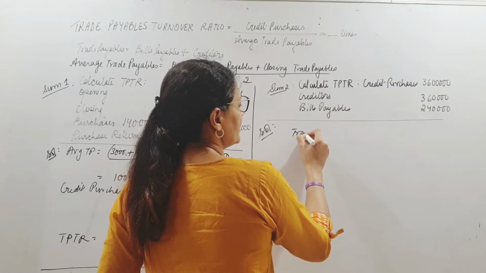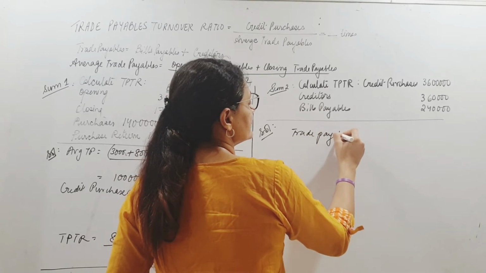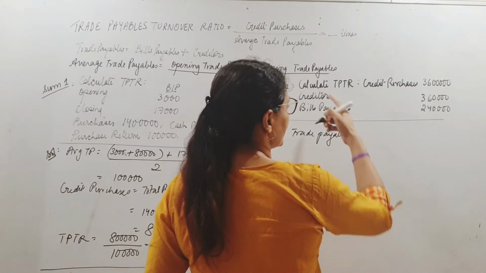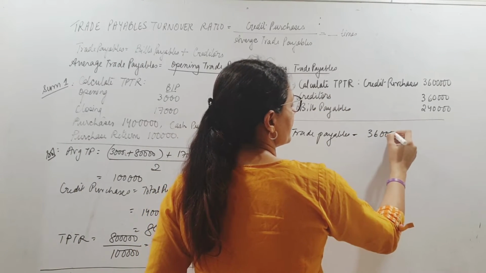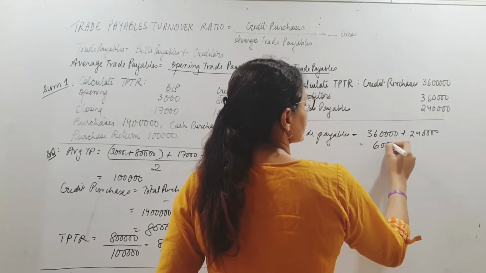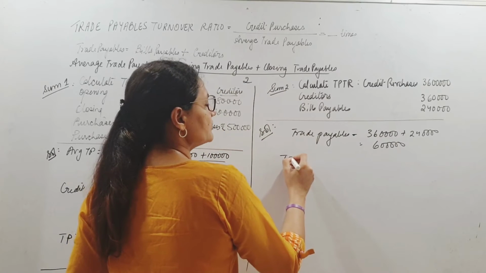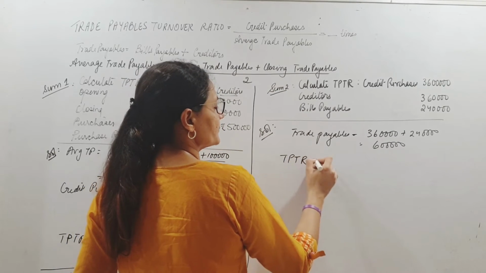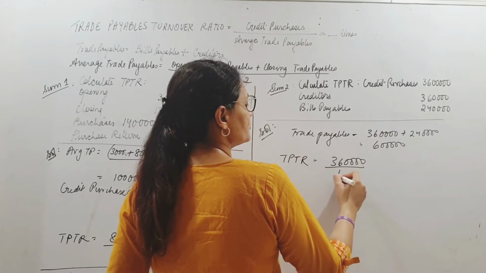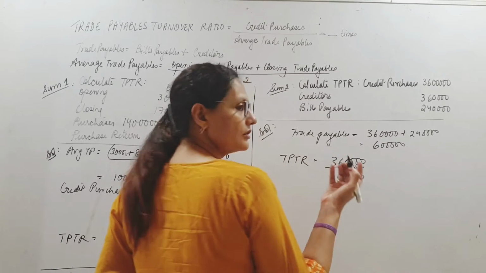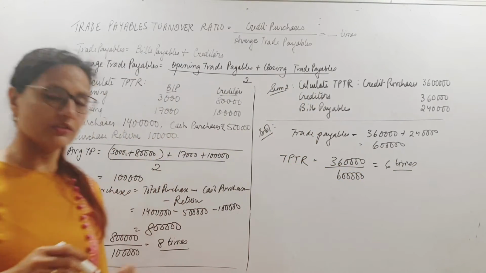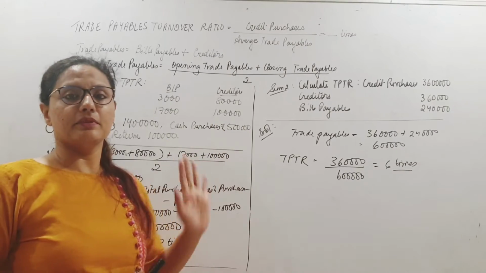Therefore, trade payables, which I assume to be the average trade payables, will be my creditors plus bills payable, which is 2,40,000. So it is 5-6 lakhs, right? Therefore, my trade payables turnover ratio is credit purchases by average trade payables, or here we are taking it as closing trade payable. So it is 6 times. Alright? So that's how we get this trade payables turnover ratio.